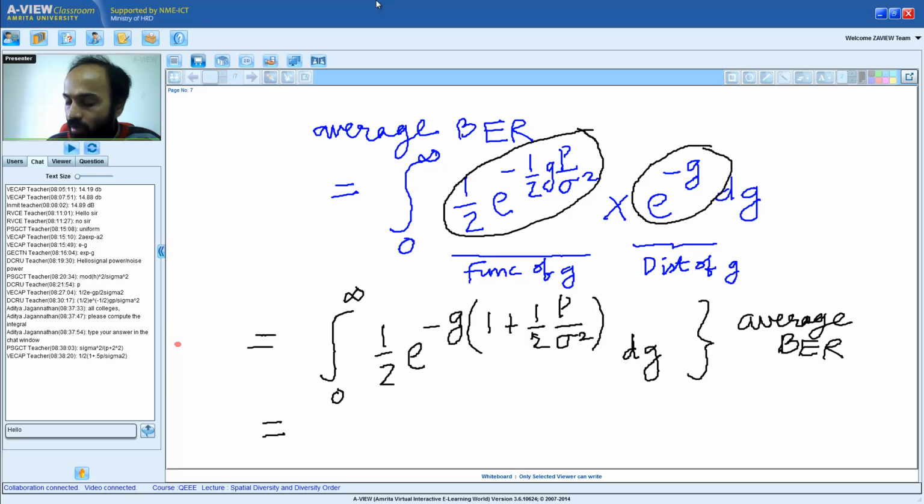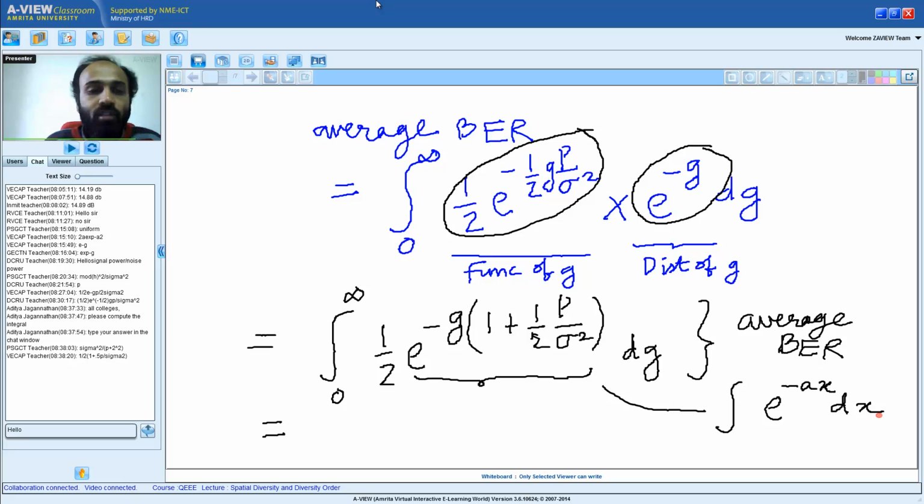Remember, look at this. If you look at this, this is of the form integral e to the power of minus ax dx from 0 to infinity, where a is equal to 1 plus half p over sigma square. DCRU also I am getting the answer, that is 1 plus half p over sigma square, correct.